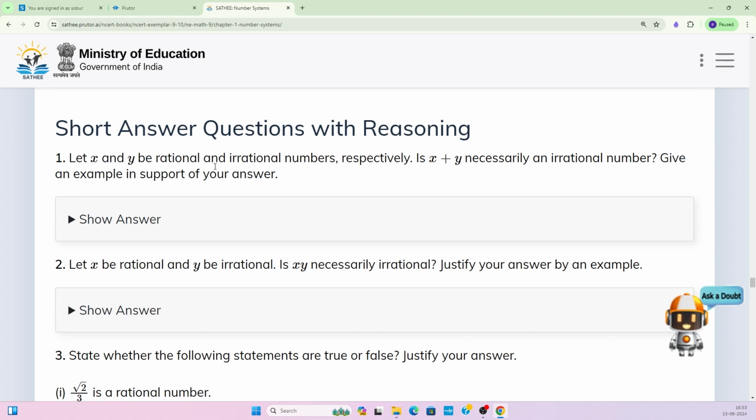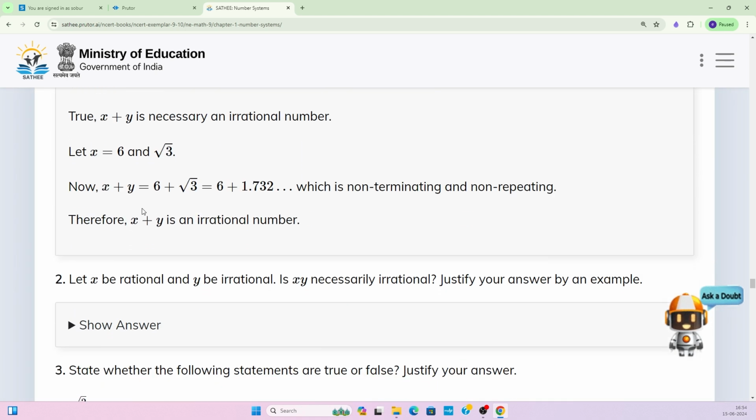Now let us move to next section. In the next section we will discuss short answer questions with reasoning. So let x and y be a rational and an irrational number respectively. Then is x plus y necessarily an irrational number? And give an example in support of your answer. So let us see the answer.